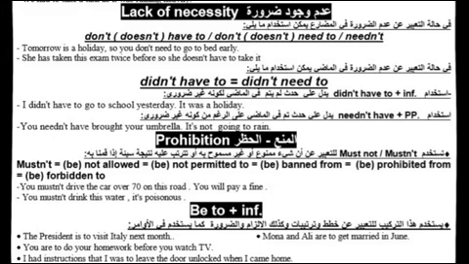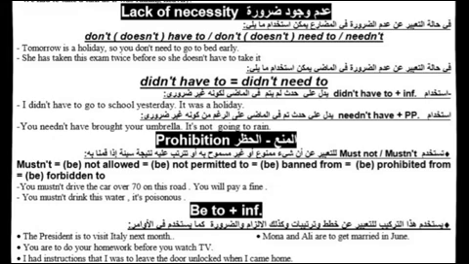Let's take an example. The first, the president is to visit Italy next month. يبقى دي حاجة خطة ولا مش خطة يعني everything will be done يعني. The second, Mona and Adi are to get married in June. The third, you are to do your homework before you watch TV. Arrangements يا جماعة. I have instructions that I was to leave the door unlocked when I came home.